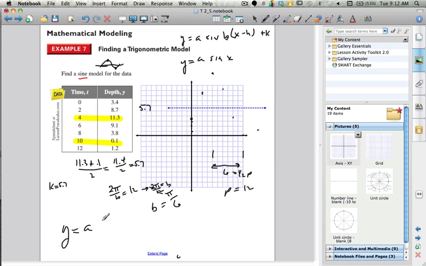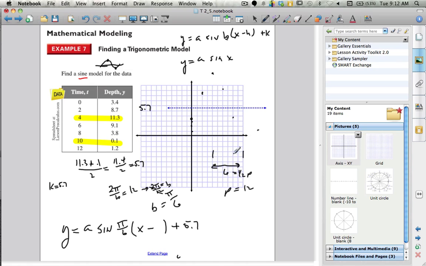So I can start writing my function here. I know I'm going to need an amplitude, and I'm going to have sine. I'm going to have pi over 6 times x, and there's going to be some sort of an h value here, plus 5.7. At least we're assuming, because where my graph begins is going to be somewhere along this line. But what I need to know is where the graph begins, which is going to be related to this.